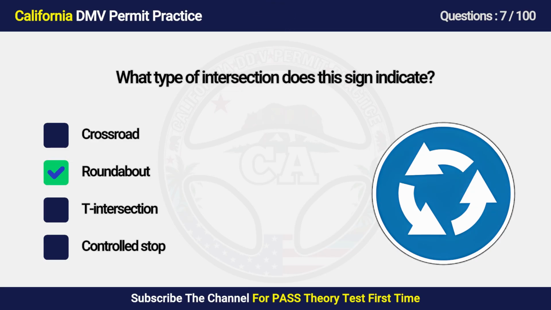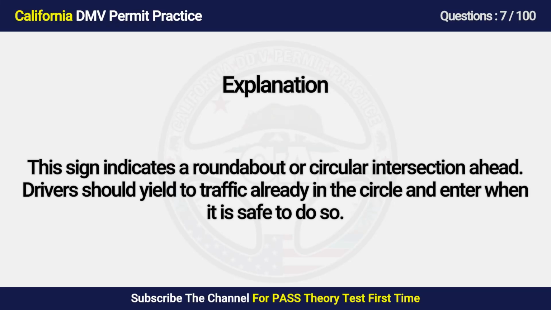Answer is B. Roundabout. This sign indicates a roundabout or circular intersection ahead. Drivers should yield to traffic already in the circle and enter when it is safe to do so.